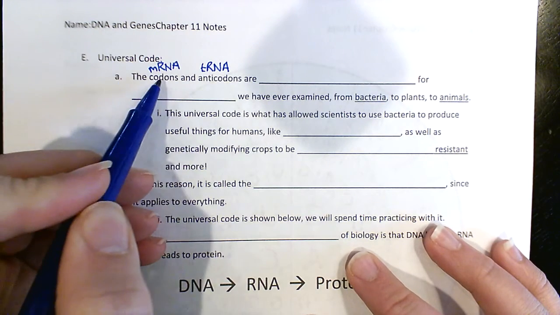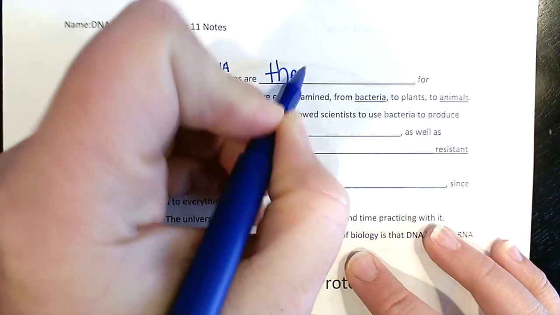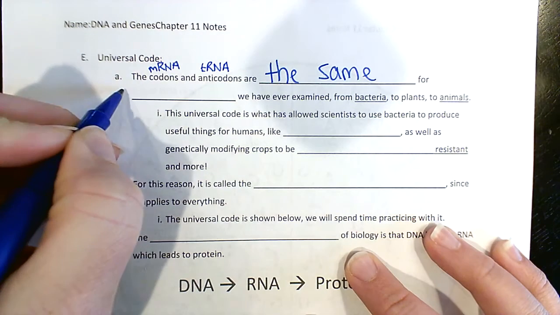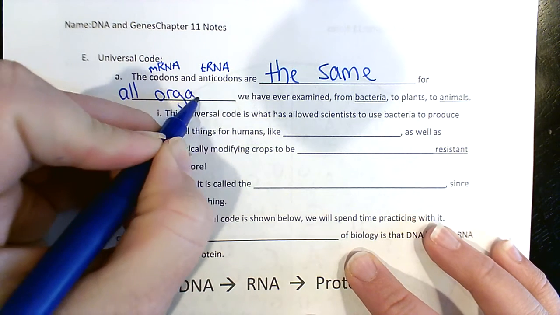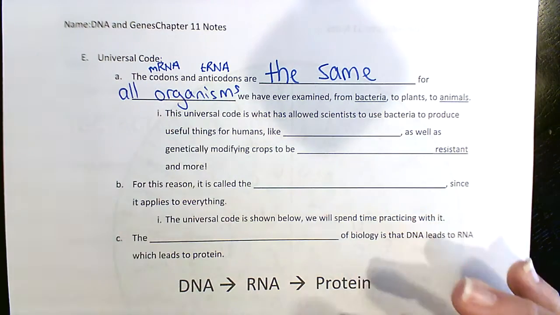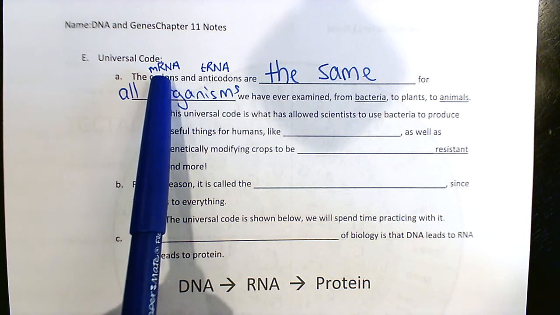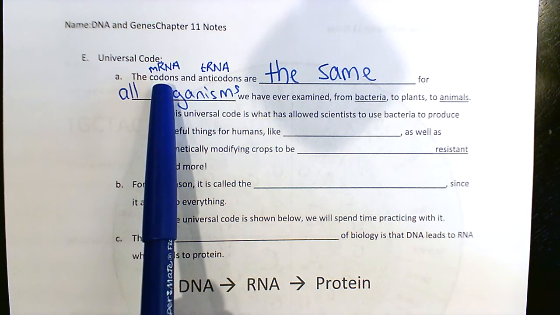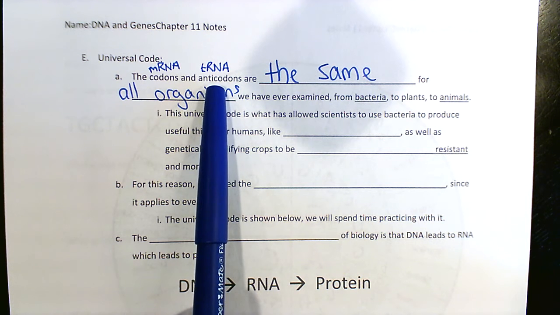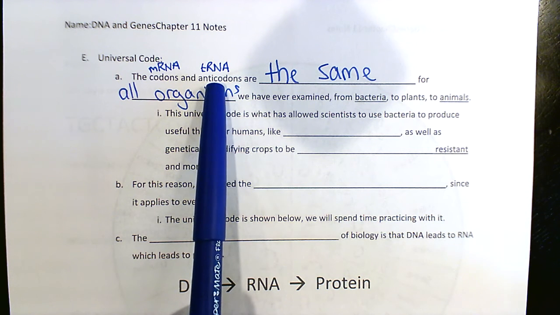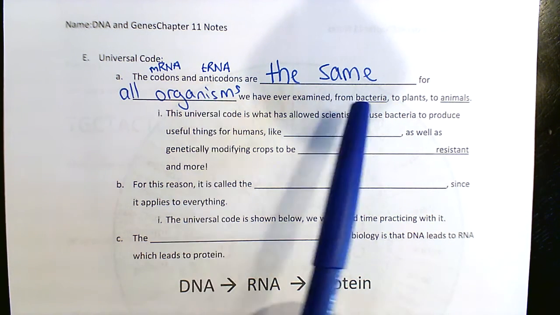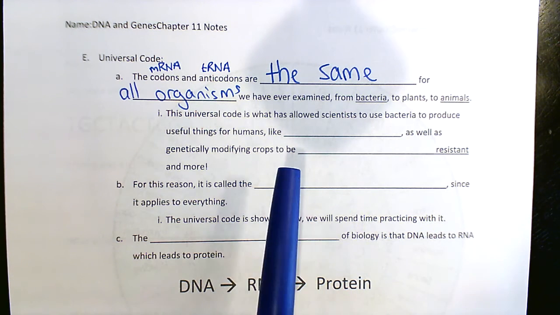But the key idea here, the codons and anticodons are the same for all organisms we have ever examined. And I just want to point out to you how crazy that is, right? There's millions of different species, and in every single species, if I have the same codon, I am going to get the same anticodon, and from that anticodon on the tRNA, I'm going to get the same amino acids. Okay, from everything, from bacteria to plants and animals, everything.